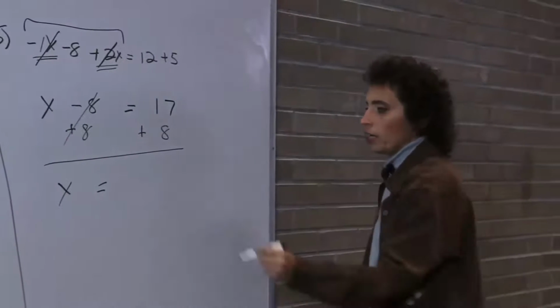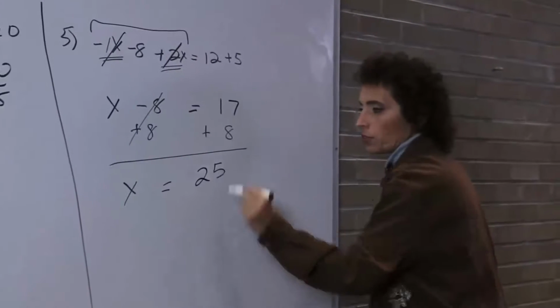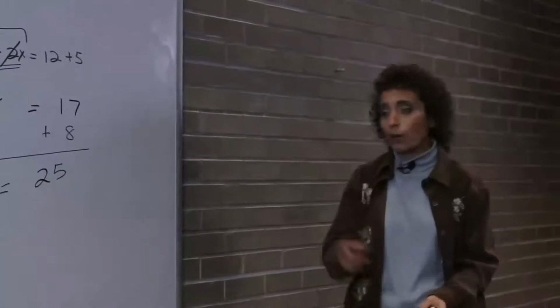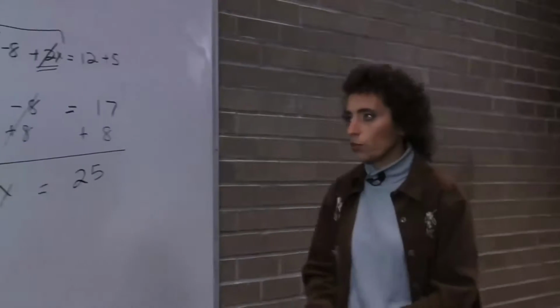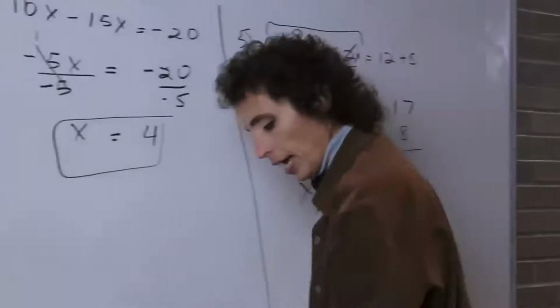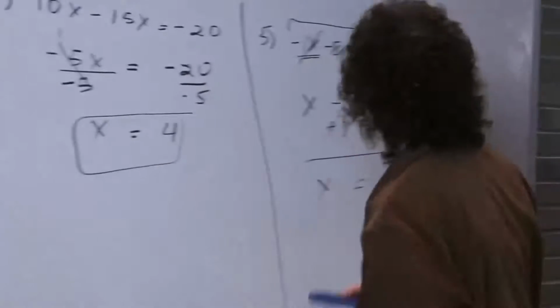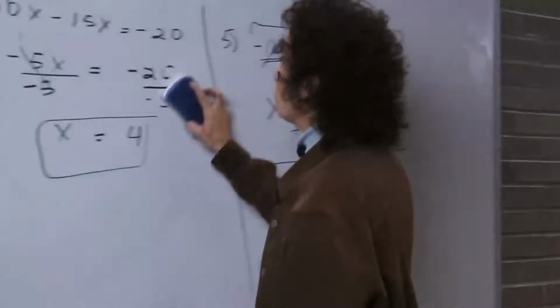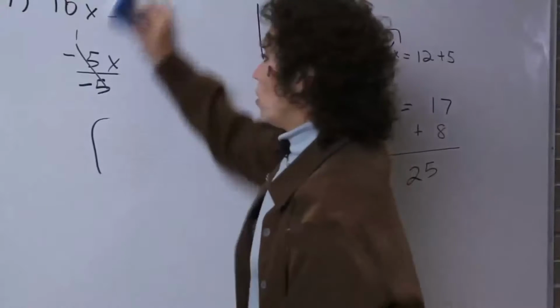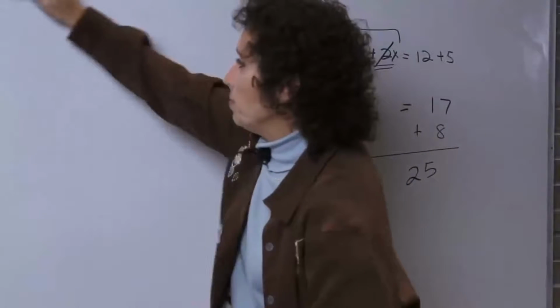17 plus 8 is 25. So the answer to that problem is 25. Now we're going to check that one, and then we'll do number 6. I may have to erase that to check that, but okay, let's take a look. We know it's 25.